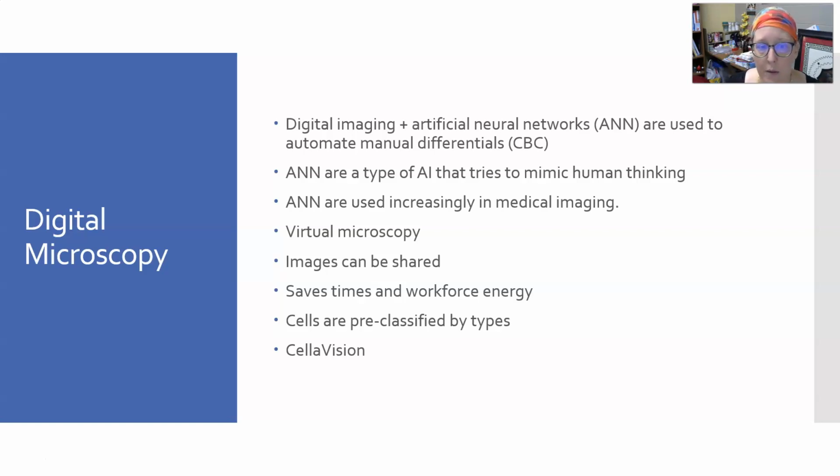And so artificial neural networks are a type of artificial intelligence that tries to mimic human thinking. They've been used increasingly in medical imaging to scan through CT scans, radiography scans, MRIs, etc. In medical imaging, they're using this in addition to a radiologist reviewing the scans. These neural networks are looking for patterns, looking for things that could be significant.